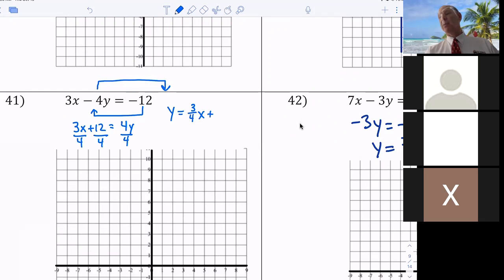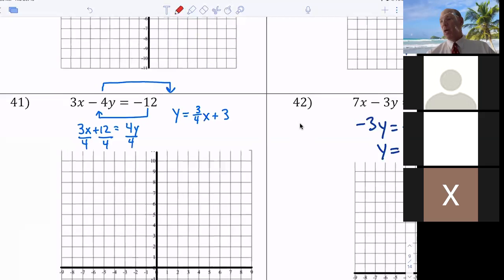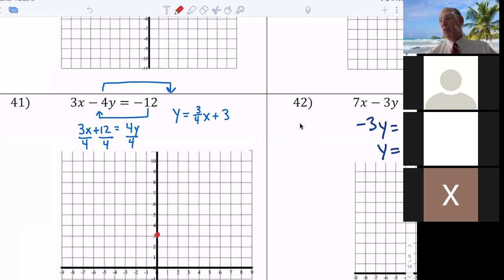Plus 3. Yes, plus 3. So now, what do I do from there? You do 0, 3. And then you go 3 up and 4. Wow, I couldn't have said it better myself. All right, brilliant. Up 3, plot a point. Then from there, I go up 3 and over 4, and then graph the line.